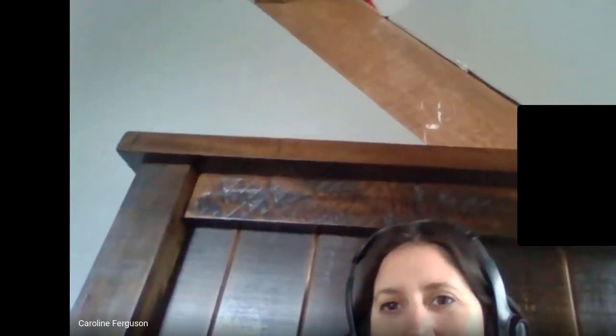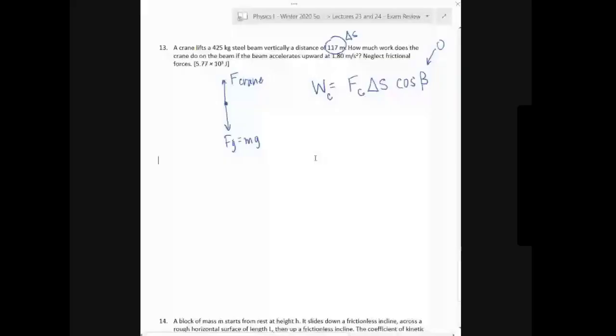So my question that I asked you before I left was, what is cos of zero? One. Yeah, good. So can you see the screen that has a crane lifts a 425 kilogram steel beam? Can you see that question? Awesome. Thank you. Okay. So before we can finish this question now, we need to know what the force of the crane is.